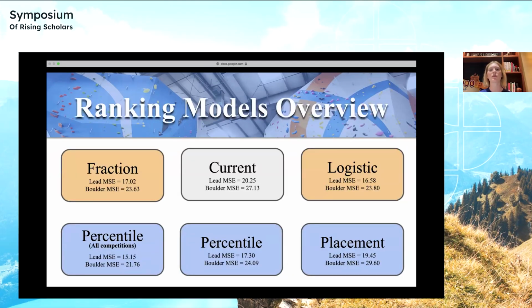I'm just going to give you a quick overview of the different models we're going to be talking about before we get into them, and also talk a little bit about some of the ones I won't be talking about much.